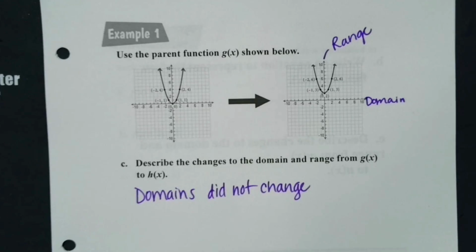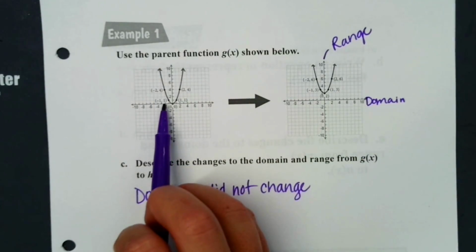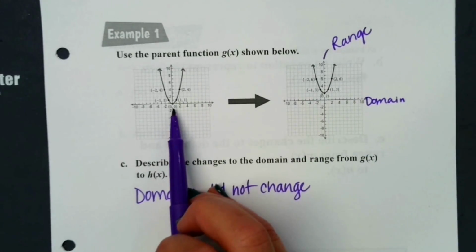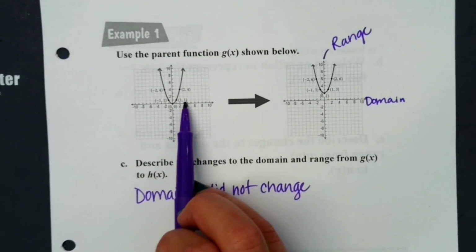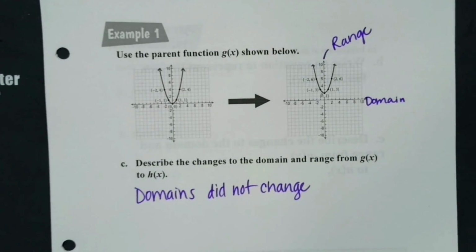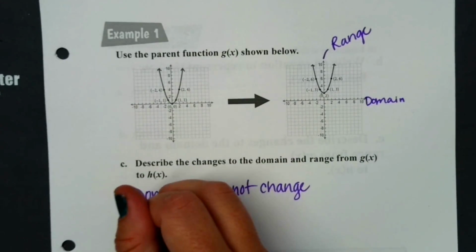Yes. Now look at your ranges. It was 1, now it's 3. It was 4, now it's 6. It was 0, now it's 2. It was 1, now it's 3. It's 4, now it's 6. So what happened? Yep.